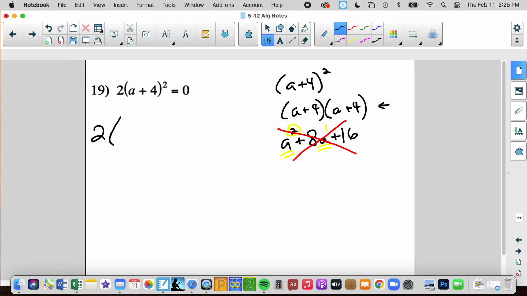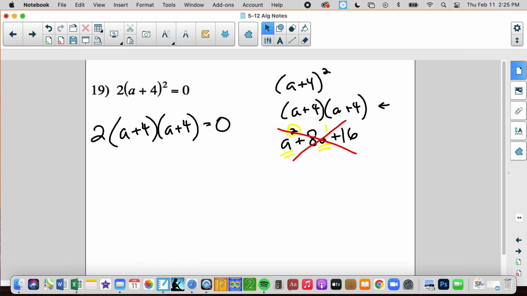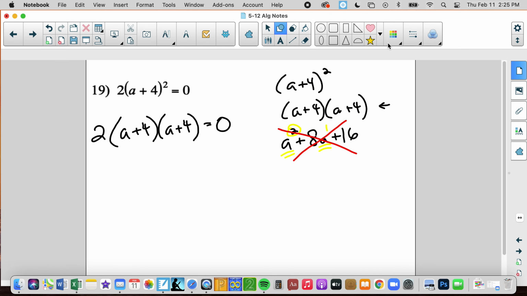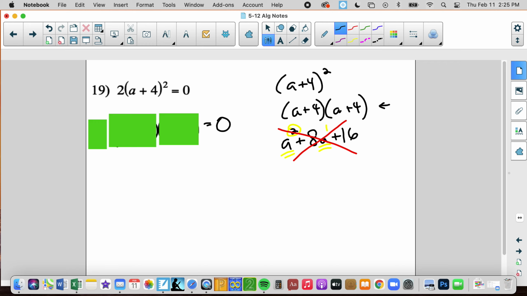We're just going to write it as 2 times a plus 4 times a plus 4 equals 0. And all that says is, hey, you have 3 boxes that you are multiplying that equals 0. That's the only difference. That's the only thing that this equation has done, is now you have 3 numbers that you're multiplying that equals 0. So you have this mystery box times this mystery box equals 0. So we still know that this could equal 0, this could equal 0, or this could equal 0.